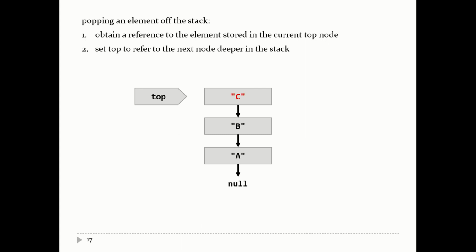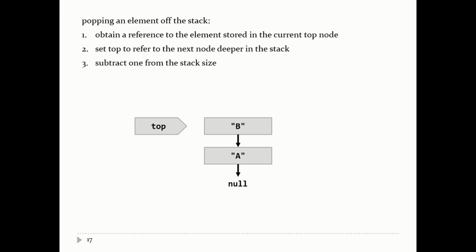I'm going to do this first because the way I'm going to get to this node is I'm going to follow that link right there. So top points at the current top node. If I do top next, that takes me to the next node in the sequence like that. And then I can remove, and that node disappears. Then subtract 1 from the stack size.